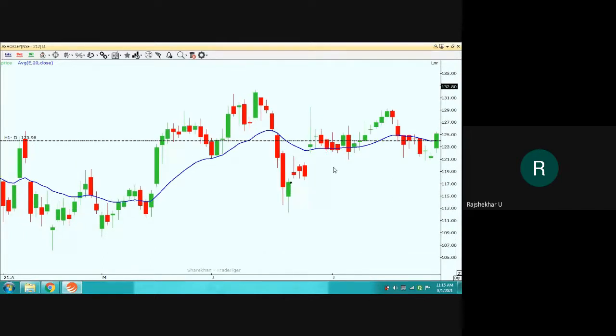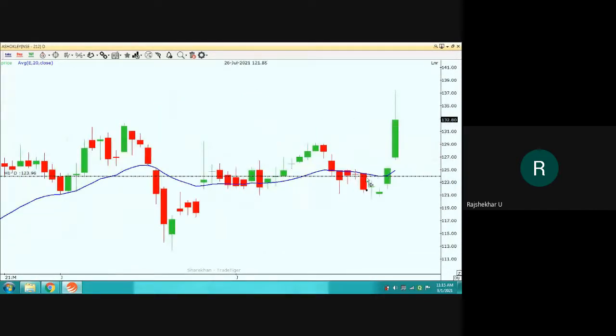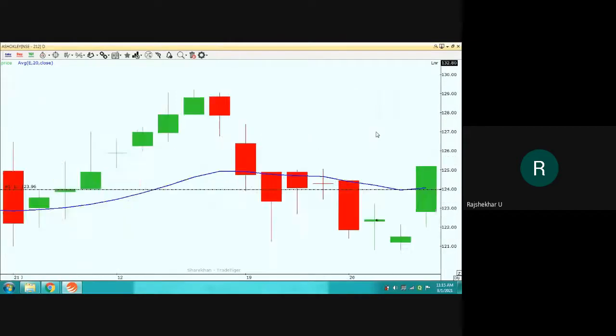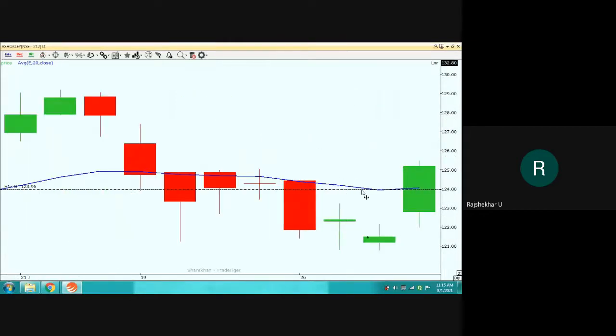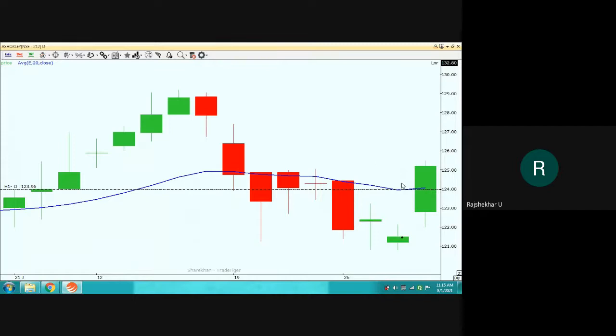Okay, so at the moving average price, at the moving average line, we have to draw a horizontal line. So this is the moving average line. Here we have to draw a horizontal line. Now we have drawn the horizontal line. This candle is already formed, but I'm talking about before the candle is formed.